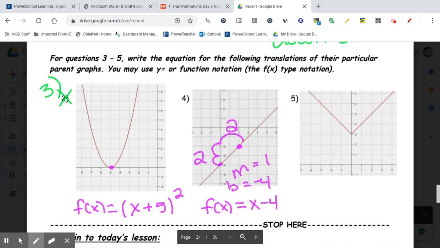The last one is an absolute value function, which means we're going to use those absolute value bars, and it's clearly been shifted up 1, 2, 3 units. So that means we're going to have that plus 3 on the outside of our grouping symbol. So we have absolute value of x plus 3.